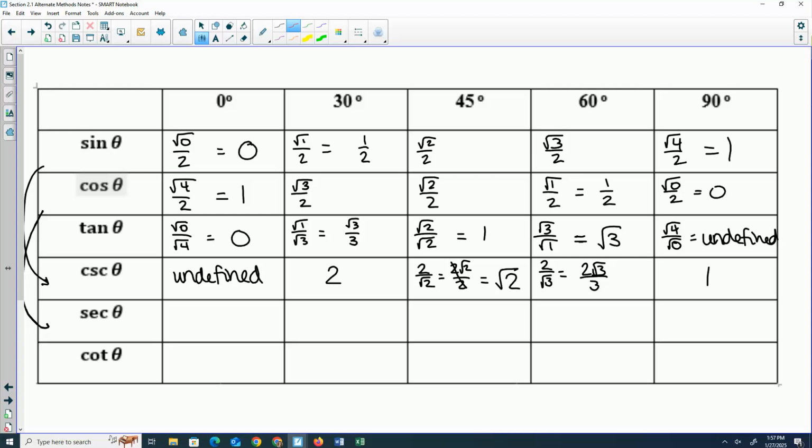Secant is the reciprocal of cosine. So I go through my cosine row. Reciprocal of 1 is 1. Reciprocal of radical 3 over 2 is 2 radical 3 over 3. Reciprocal of radical 2 over 2, we worked it out above, that's radical 2. Reciprocal of 1/2 is 2. Reciprocal of 0, undefined.